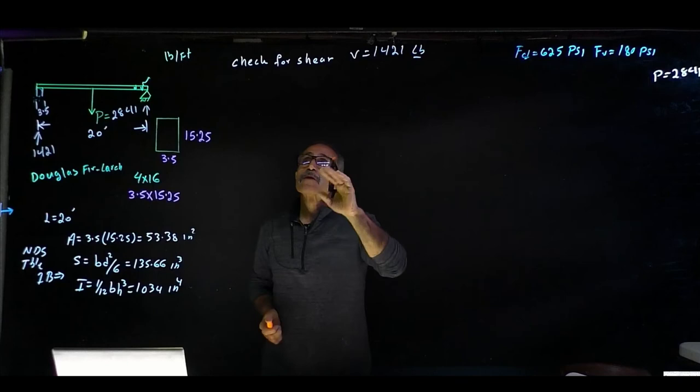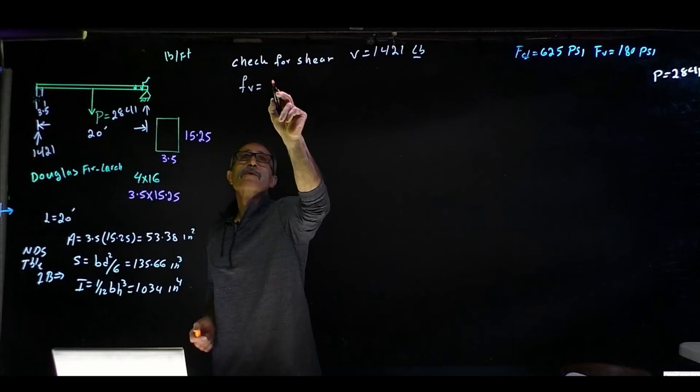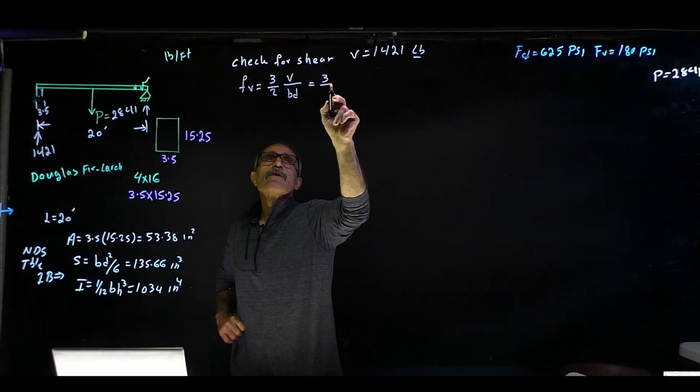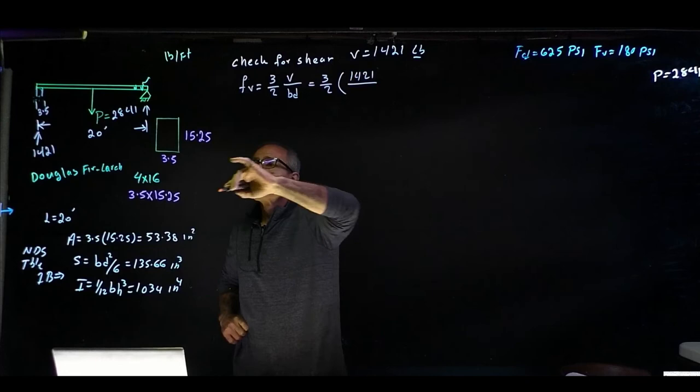you learned this years ago, the shear equation is equal to 3 over 2 times V divided by the area, which in this case will be BD. So that's 3 over 2 times 1421 divided by 3.5 times 12, which is 15.25.